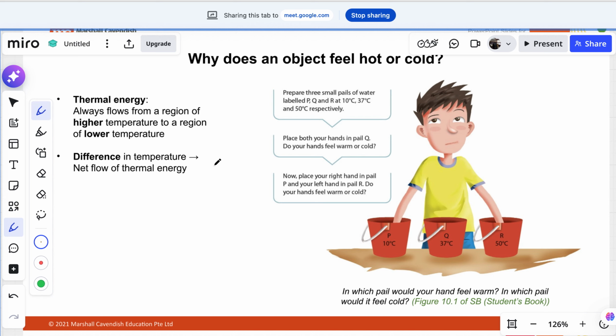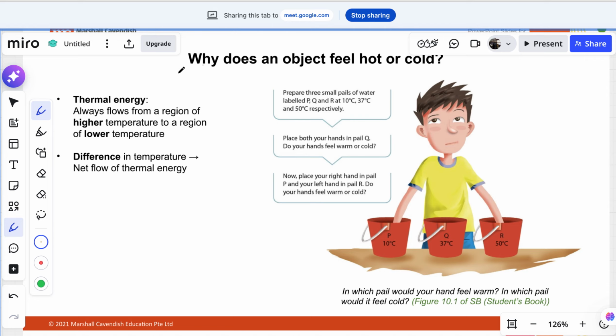So remember, heat energy is transferred from a higher temperature region to a lower temperature region. And the difference in temperature from the higher region to the lower region equals the net flow of thermal energy of the surface or substance.